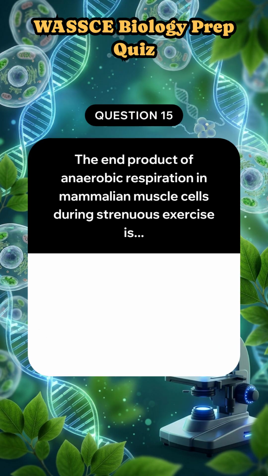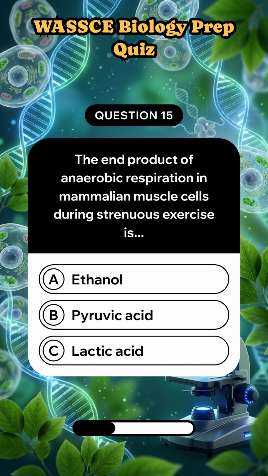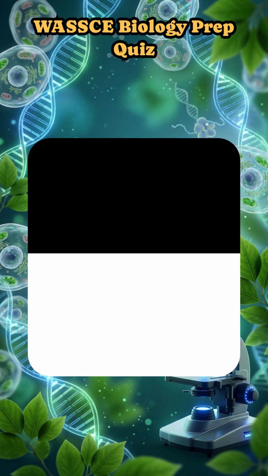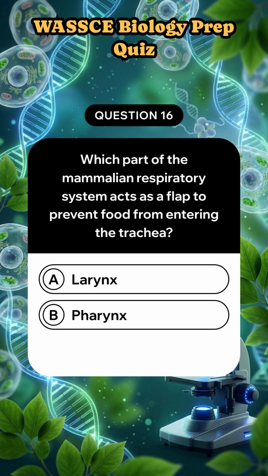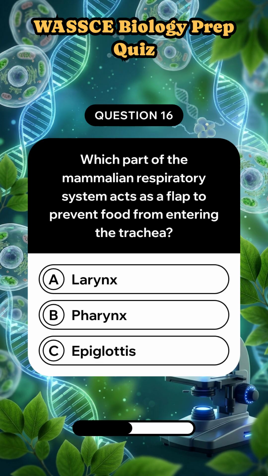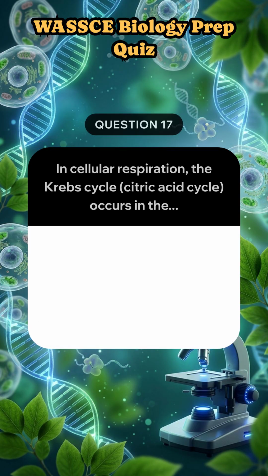The end product of anaerobic respiration in mammalian muscle cells during strenuous exercise is? Which part of the mammalian respiratory system acts as a flap to prevent food from entering the trachea? In cellular respiration, the Krebs cycle, citric acid cycle, occurs in the?